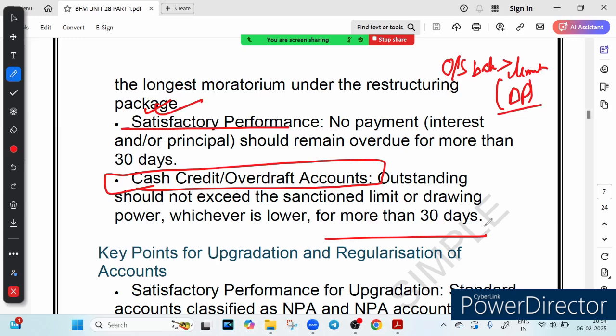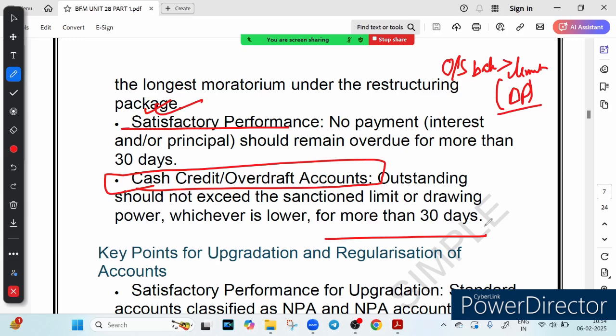Imagine it like a weight loss challenge. If someone stays within their goal weight for 30 days straight, they pass the test. But if they exceed it, they must restart the countdown. Understood? This is how we upgrade the status of a cash credit and overdraft loan. The condition is that the outstanding balance should not exceed the limits or the drawing power for more than 30 days. I think it is clear.